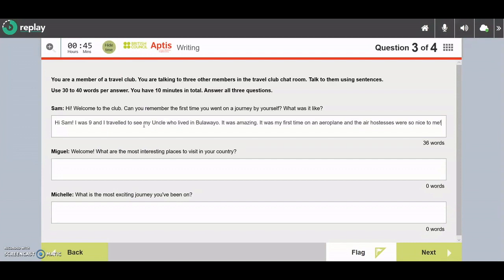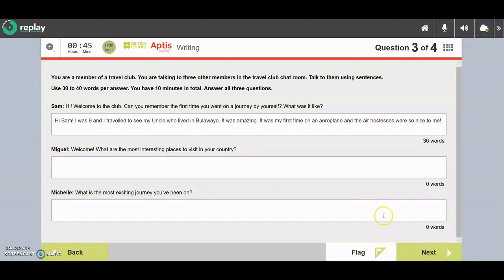My word count is 36 words, and the limit is between 30 to 40 words. This is perfectly acceptable, and then I would do the same thing for the next two questions, and then move over to the next part of the exam.